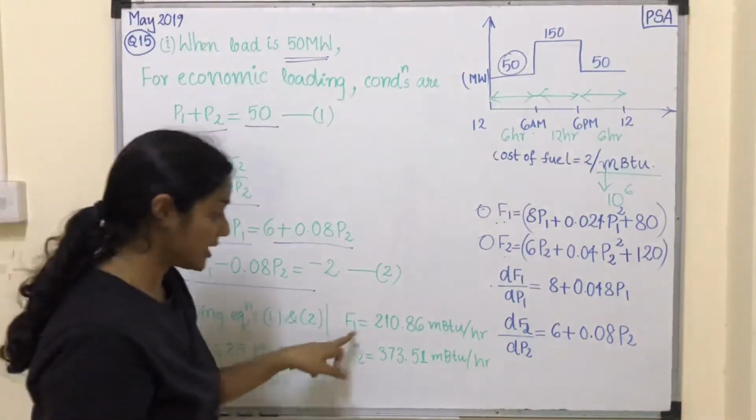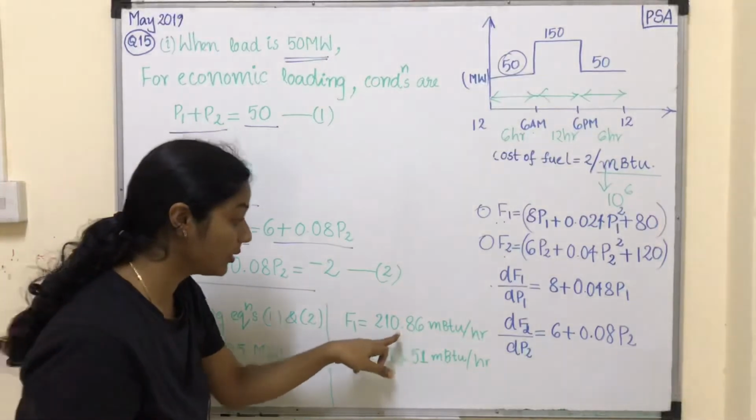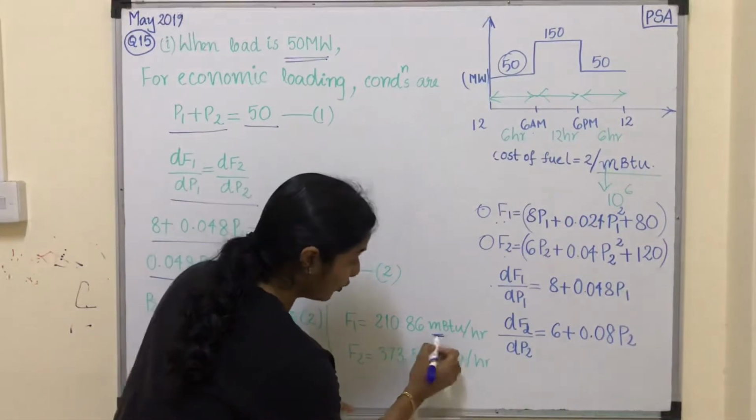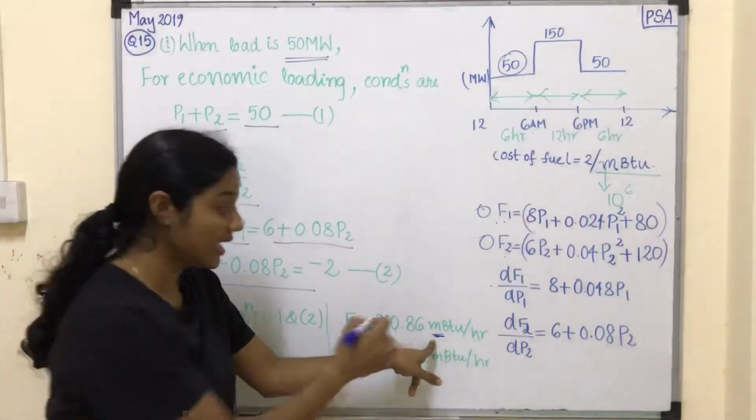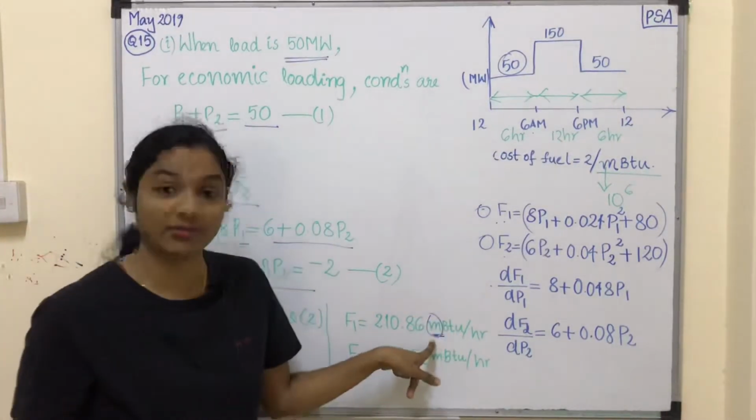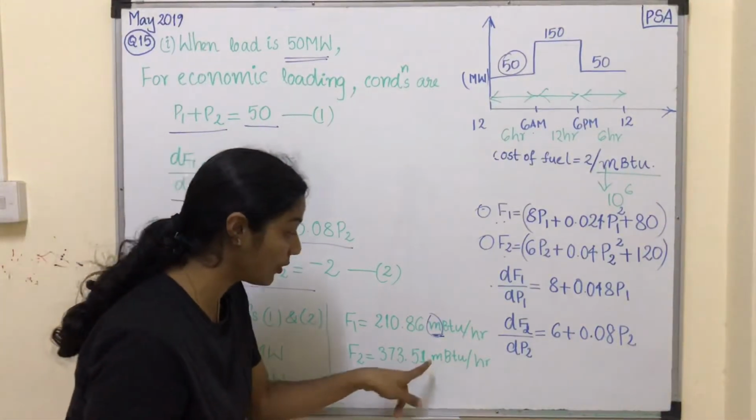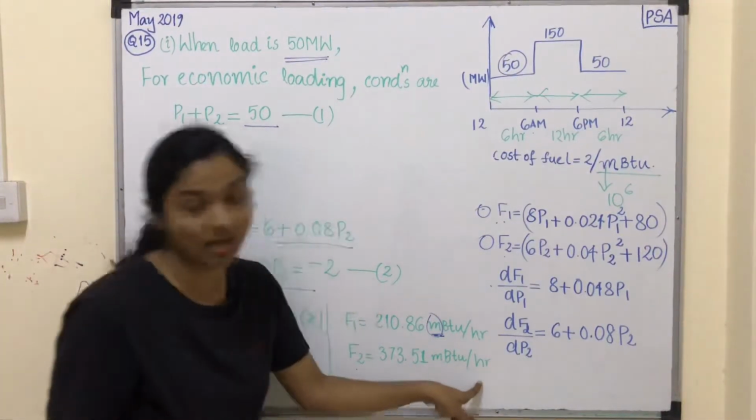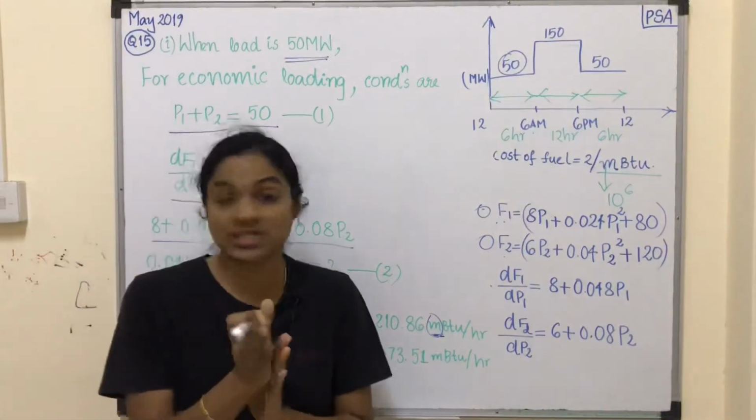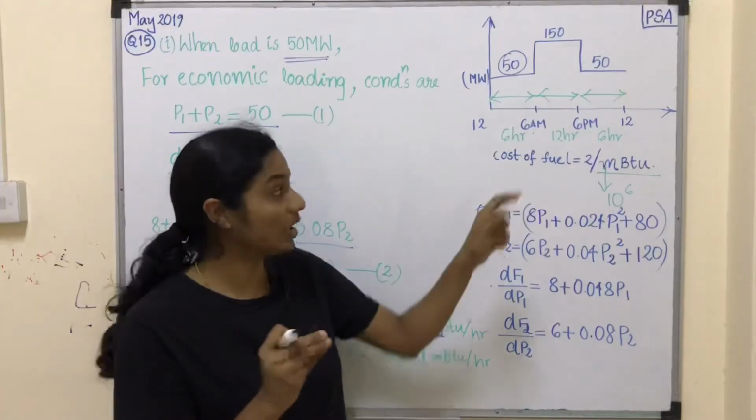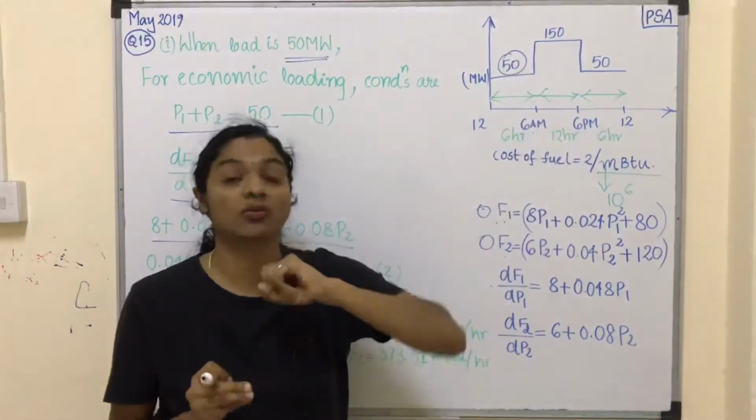Okay, that is F1 is equal to 210.86 million BTU per hour. Here don't forget to write this million because it has got a value of 10 power 6. Okay, and same way F2 equal to 373.51 million BTU per hour. This is for our first part, that is for 50 megawatt load. Now let us see what about the 150 megawatt load.